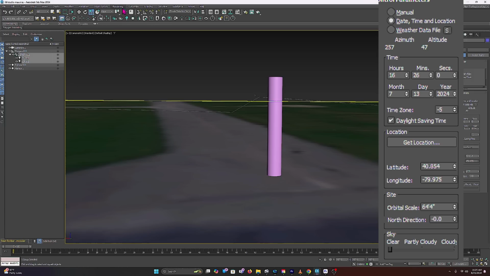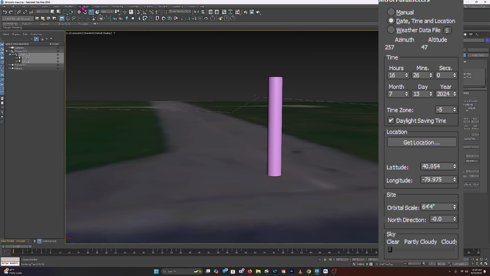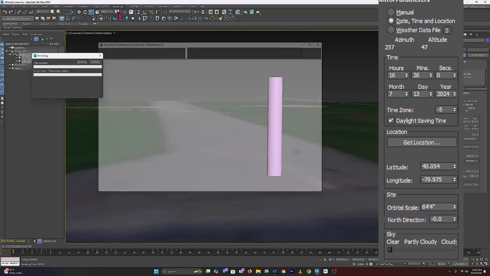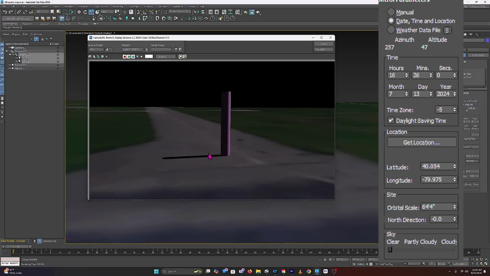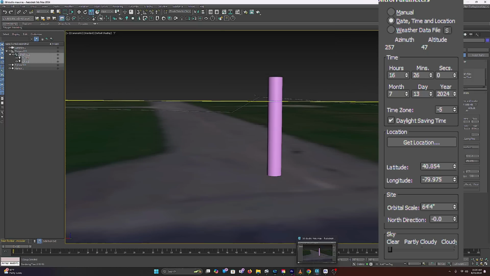Now, when I render this, this is what it looks like. Right here. All right, I just rendered that. Let me do it again. I don't know if it'll put it on the other screen. No, it won't. So there you go. I rendered it, and there's the shadow. Okay, so that looks pretty consistent just right there.